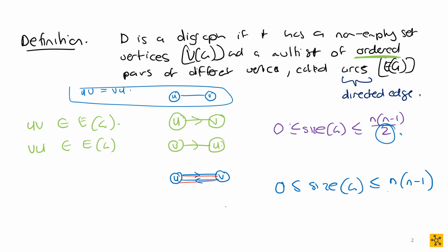So that's the first thing to note. And obviously the order remains the same, because the order is literally the number of vertices.